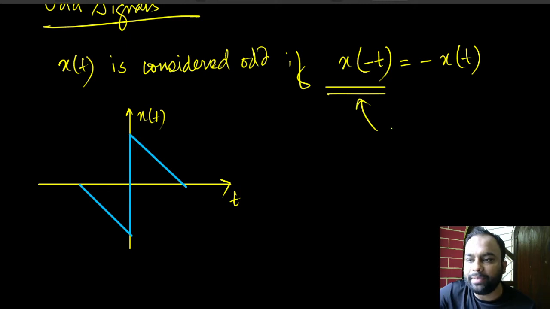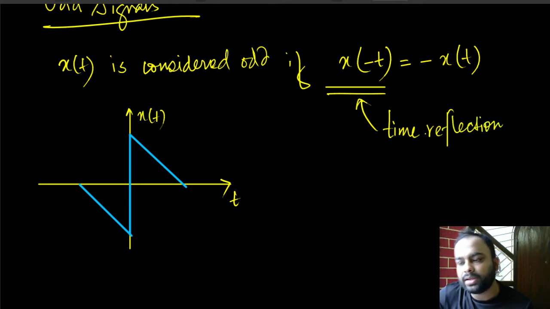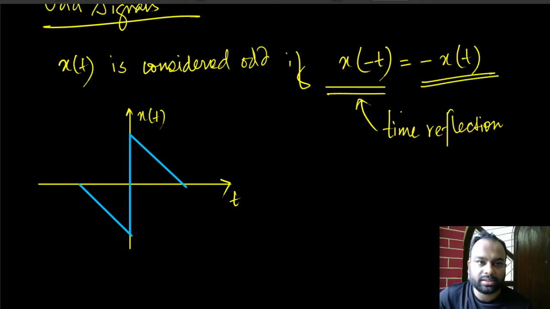It's a time reflection. Recall one of our previous classes, this is the time reflection, the reflection about the vertical axis. And what about this? This is an amplitude reflection, a reflection about the amplitude axis.